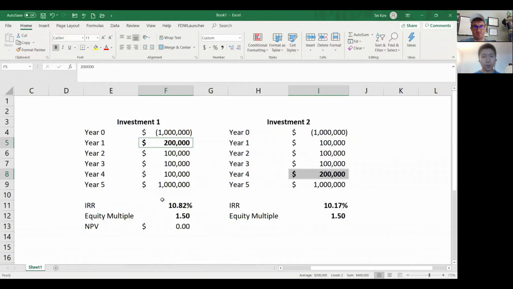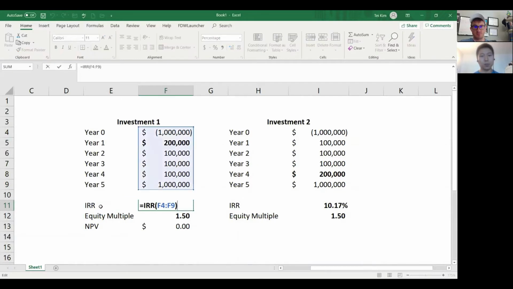IRR basically measures the percentage rate earned on each dollar invested for each investment period. In the old days it was very difficult to calculate, but now with the advent of technology and Excel, it's quite easy to calculate. So we just use IRR and arrive at 10.82%.